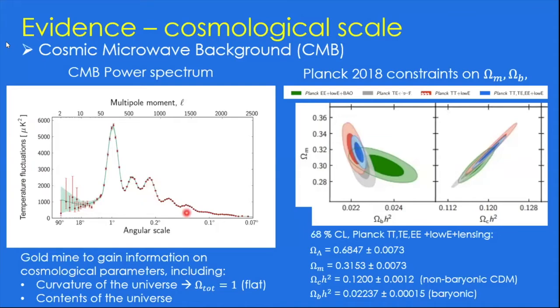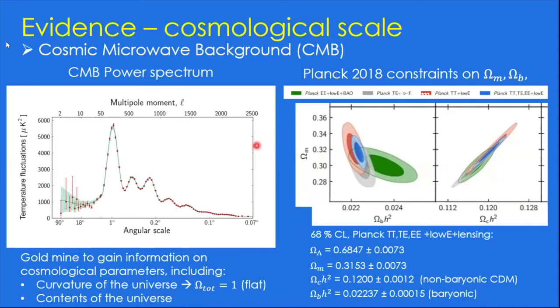The CMB power spectrum is like a gold mine. We gain much information on cosmological parameters, including the curvature of the universe. So from CMB, for example, we know that we live in a flat universe. CMB also tells us about the contents of the universe.